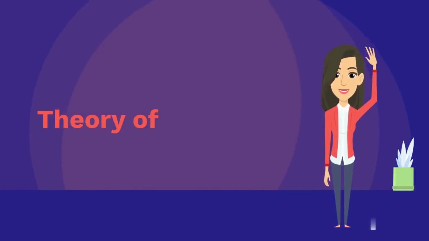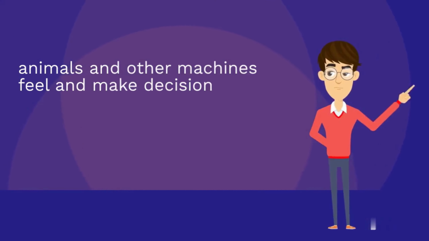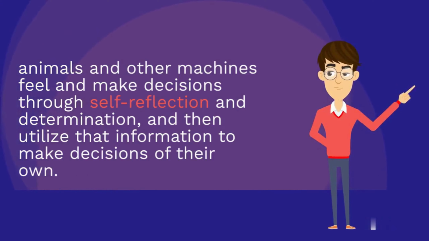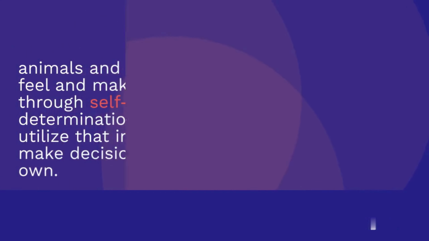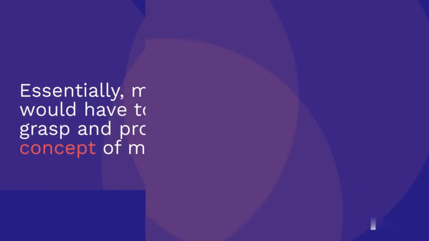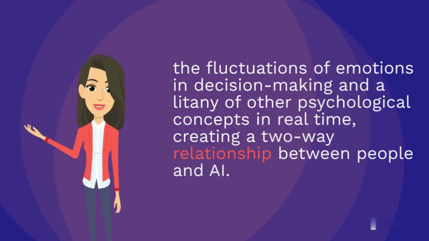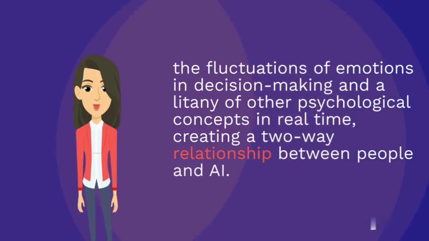Theory of mind. In terms of machines, this would mean that it could comprehend how humans, animals and other machines feel and make decisions through self-reflection and determination, and then utilize that information to make decisions of their own. Essentially, machines would have to be able to grasp and process the concept of mind, the fluctuations of emotions in decision-making and a litany of other psychological concepts in real time, creating a two-way relationship between people and AI.